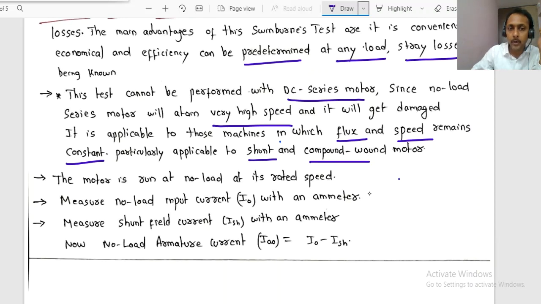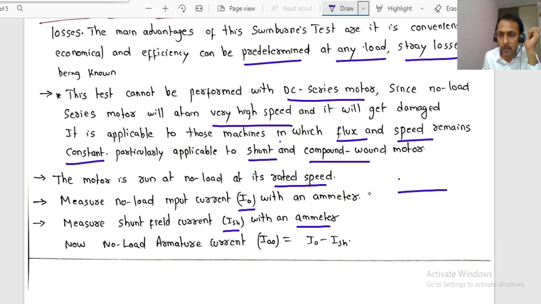Now, coming to its procedure, initially the motor is run at no load, and slowly we make the motor reach its rated speed, most of the time some 1500 rpm. Now under no load also the motor still draws some input current. That current is indicated with the variable I naught, the no load current, and this is measured with an ammeter. Similarly, the current flowing to the shunt field winding is measured with an ammeter.